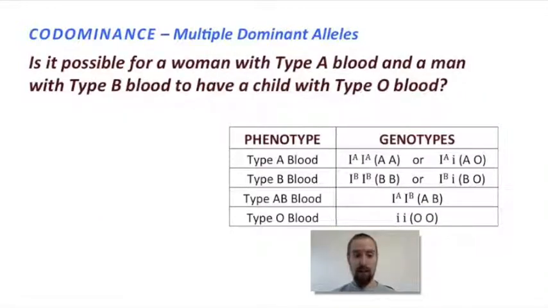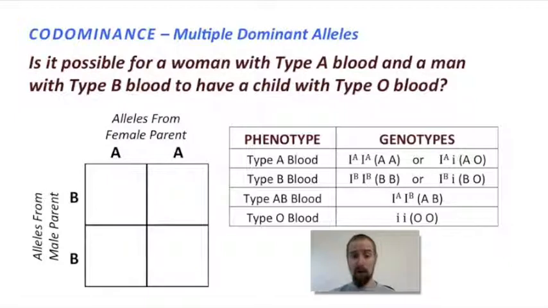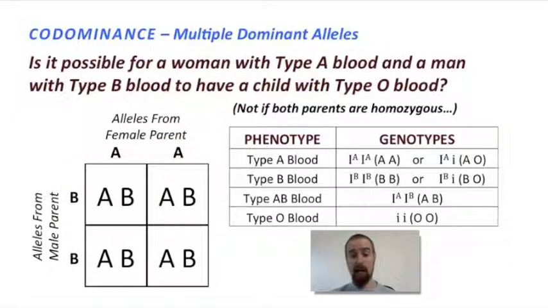Let's consider a scenario. Is it possible for a woman with type A blood and a man with type B blood to have a child with type O blood? Well, if both parents are homozygous, meaning they have two of the same blood type alleles, then the answer is no. As you can see in our Punnett square, the only possible combination of gametes is one that produces offspring with type AB blood. But that should be obvious, because if neither parent has a type O allele to pass on, then it would be impossible for their offspring to inherit any type O alleles.